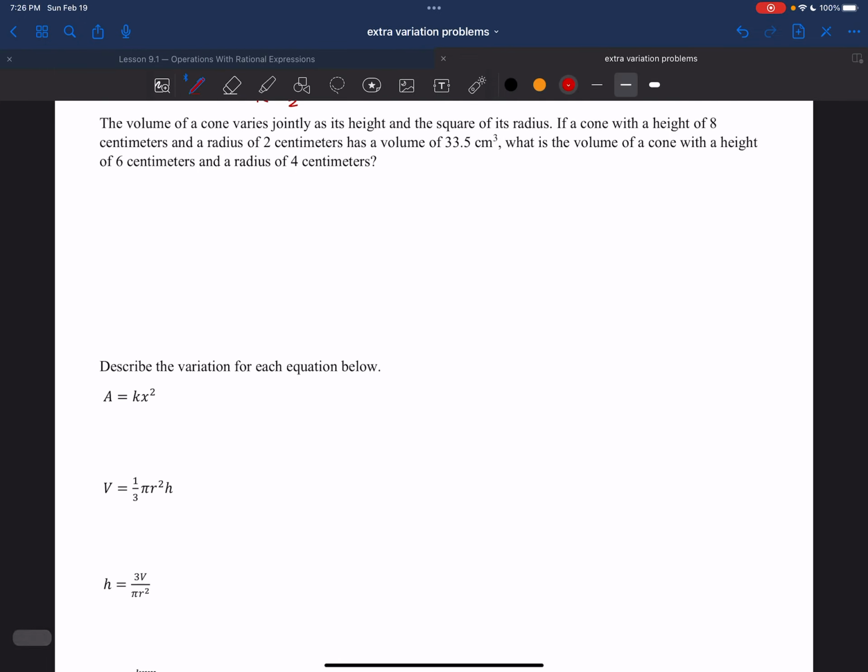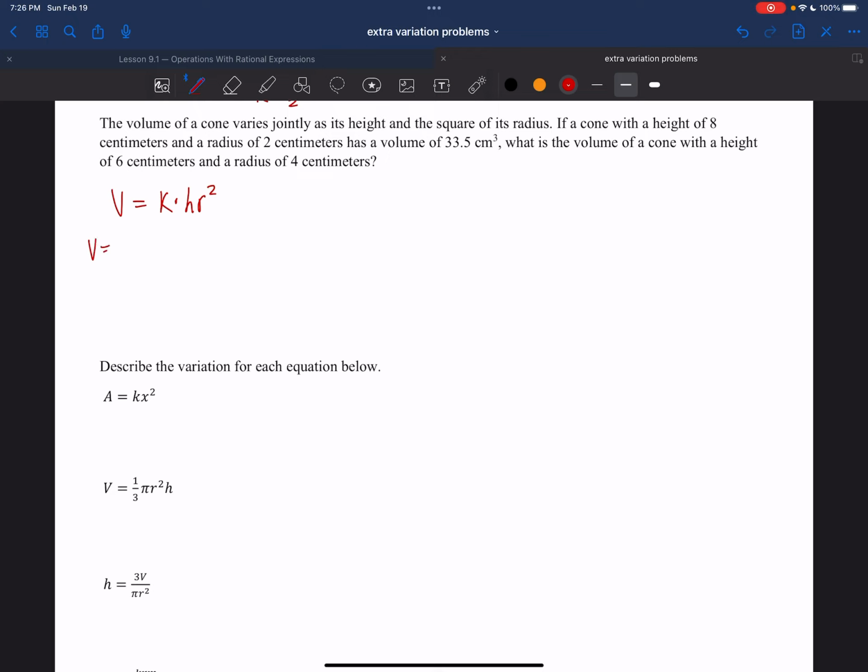Okay, last word problem here. Volume of a cone varies jointly as its height and the square of its radius. So volume, I'll call that V, varies jointly, so I get some K, times its height, H, and the square of its radius, which we call R, so that's R squared. Okay. If a cone with a height of 8 centimeters and a radius of 2 centimeters has a volume this, so look, just write that stuff down.